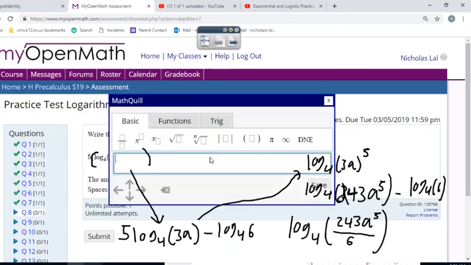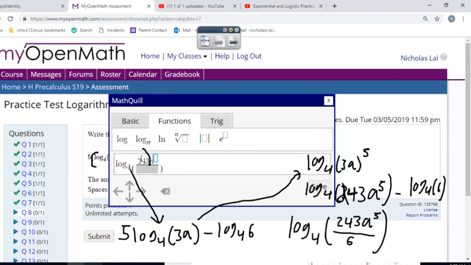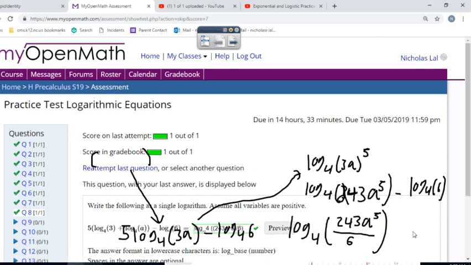So I'm going to enter the function log base 4 of 243a to the 5th, all over 6. Save that, and then hit submit. Got that right? Continue on.